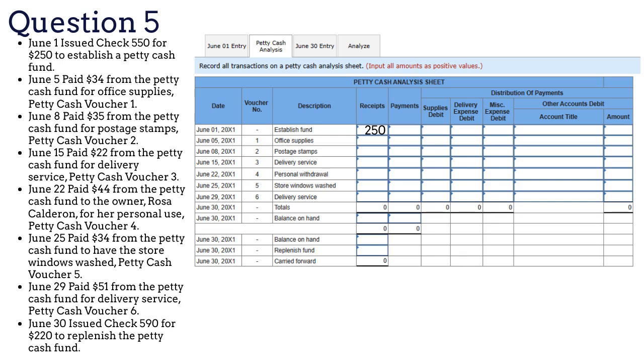We'll start with the June 5th transaction for $34 for office supplies. We first enter the $34 into the payments column and then again into the supplies column. Please continue entering the remaining transactions into the petty cash analysis sheet. Don't forget to fill in the section at the bottom of the analysis sheet, and to record the journal entry on the 3rd tab and the analysis on the 4th tab. Please use the I Check My Work feature to double-check your work.